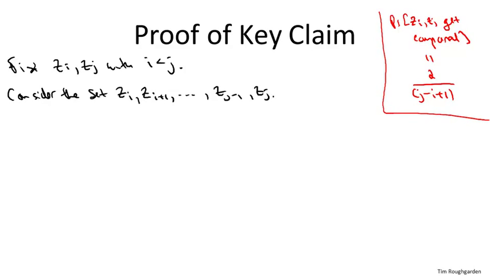So consider the set between zi and zj inclusive: zi, zi plus 1, dot dot dot, zj minus 1, zj. So for example, the third, fourth, fifth, sixth, and seventh smallest elements in the input array, wherever they may be. Of course, the initial array is not sorted, so there's no reason to believe that these j minus i plus 1 elements are contiguous. They're scattered throughout the input array, but we're going to think about them, zi through zj inclusive.